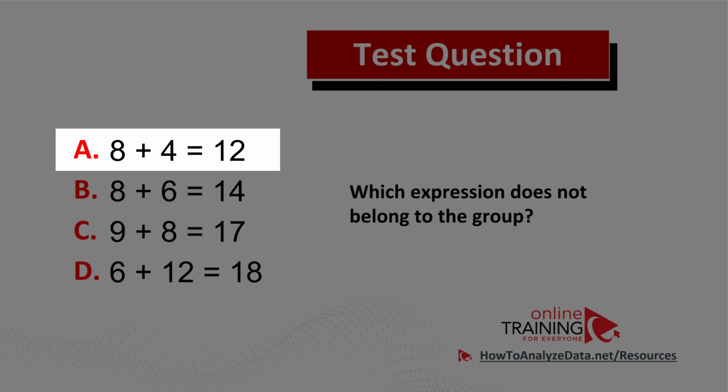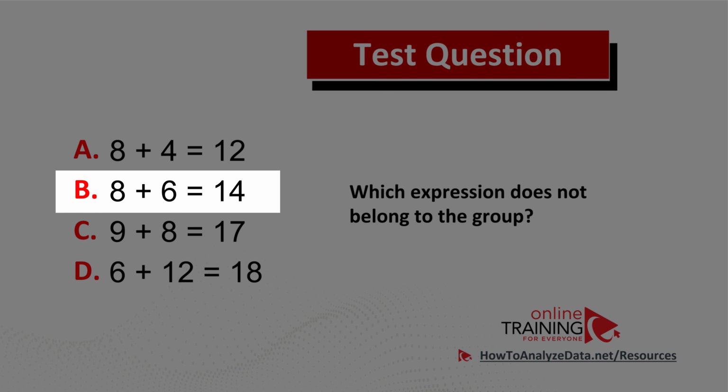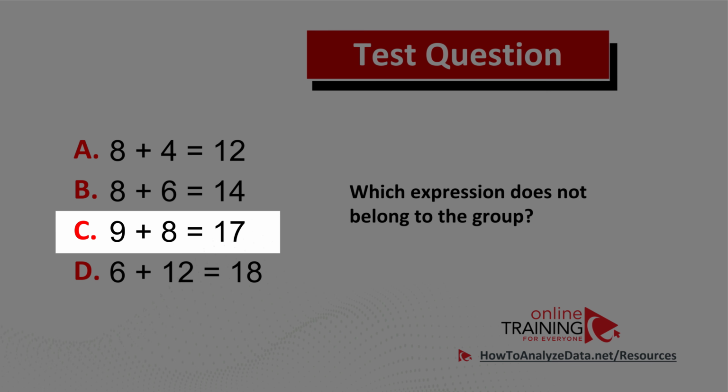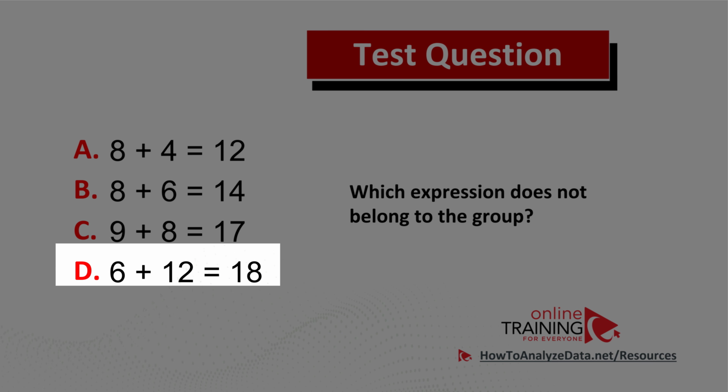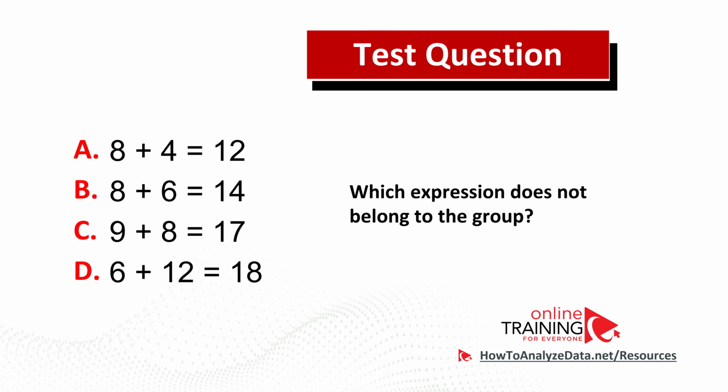Choice A, 8 plus 4 equals 12. Choice B, 8 plus 6 equals 14. Choice C, 9 plus 8 equals 17. And choice D, 6 plus 12 equals 18. Do you think you know the answer? Now might be the right time for you to pause the video to see if you can come up with the answer on your own.